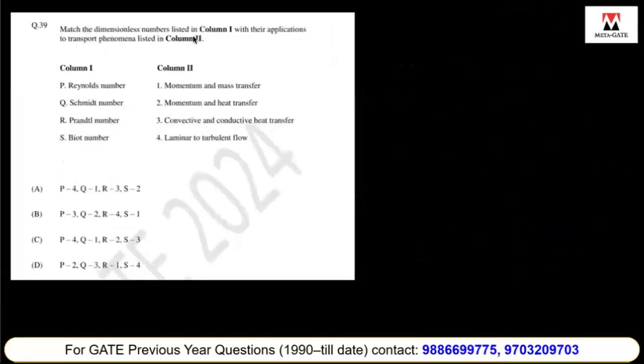Match the dimensionless numbers listed in column 1 with their application to transport phenomena. The Reynolds number distinguishes the transition from laminar flow to turbulent flow, so it is 4. The Schmidt number relates momentum and mass transfer, so that is 1. The Prandtl number gives the relation between momentum and heat transfer, and the Biot number compares convective to conductive heat transfer. So the answer is 3, 4, 1, 2, 3.